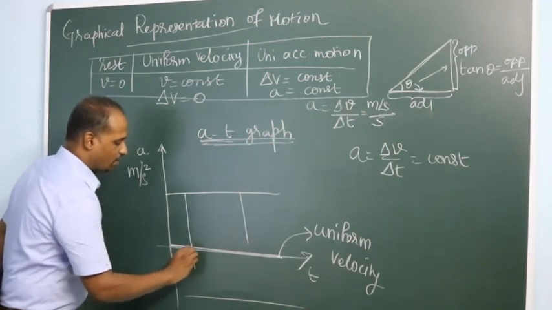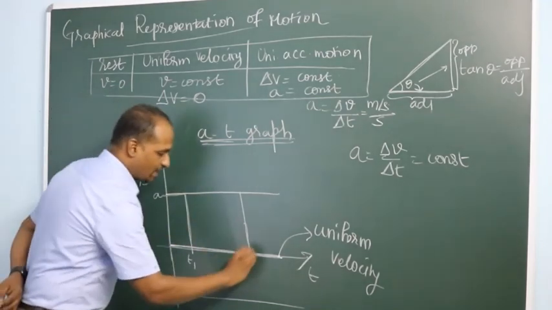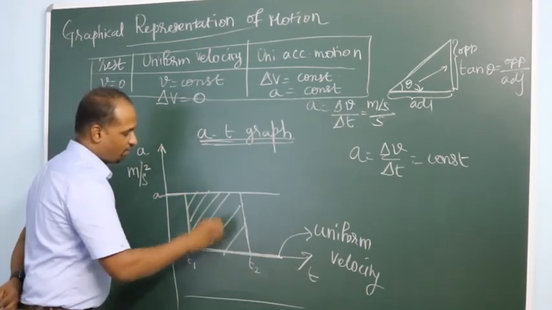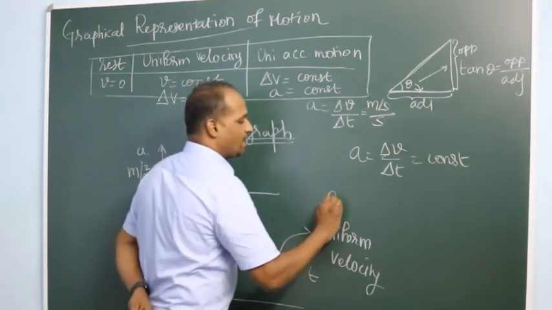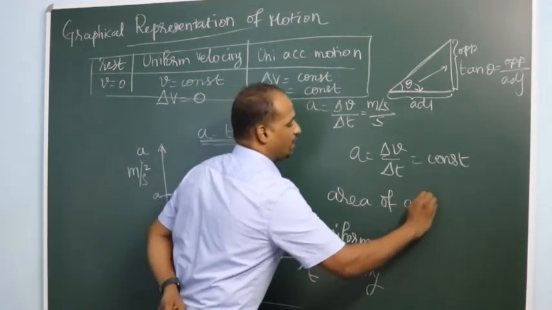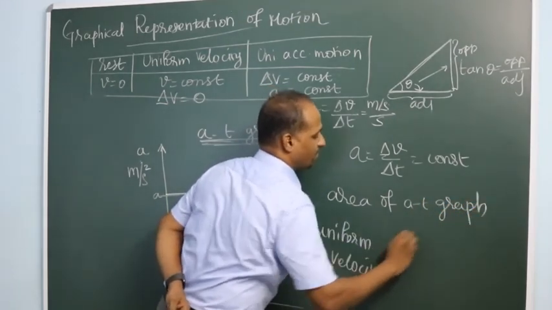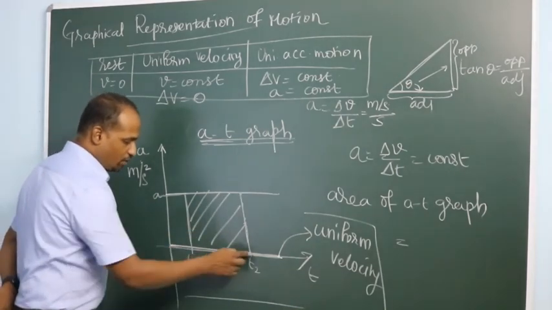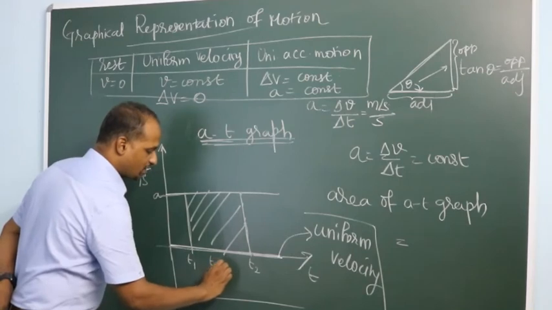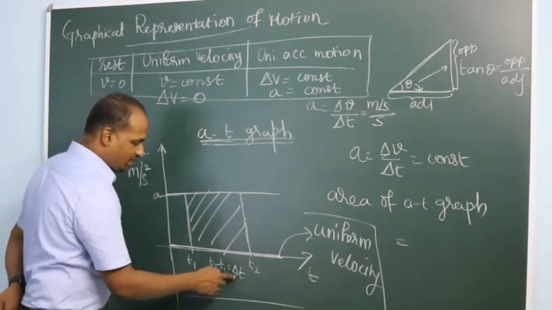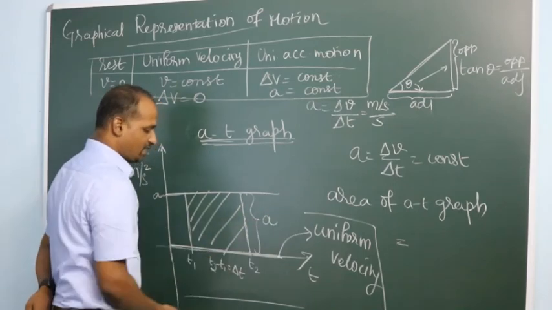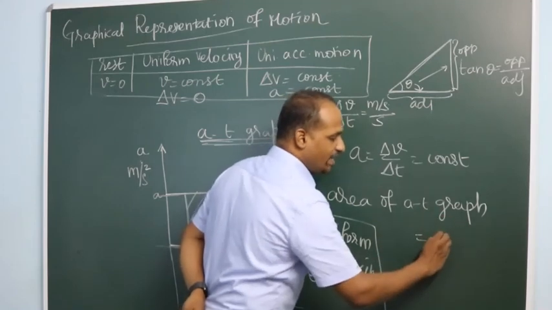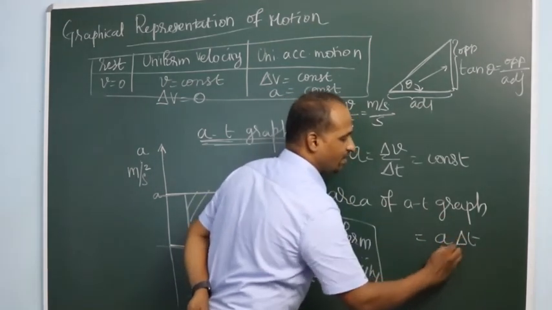Suppose at time t1 the corresponding acceleration is a, at time t2 the corresponding acceleration is also a. Then the area of the AT graph, or acceleration time graph, is equal to base into height. Base is t1 to t2, so this is t2 minus t1, or we can say delta t. This delta t into the height, which is acceleration, so this is a into delta t. So area is base into height, base is delta t, height is a.